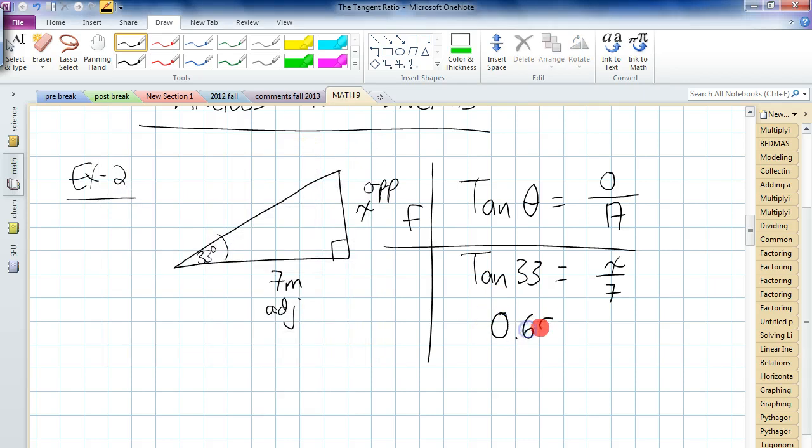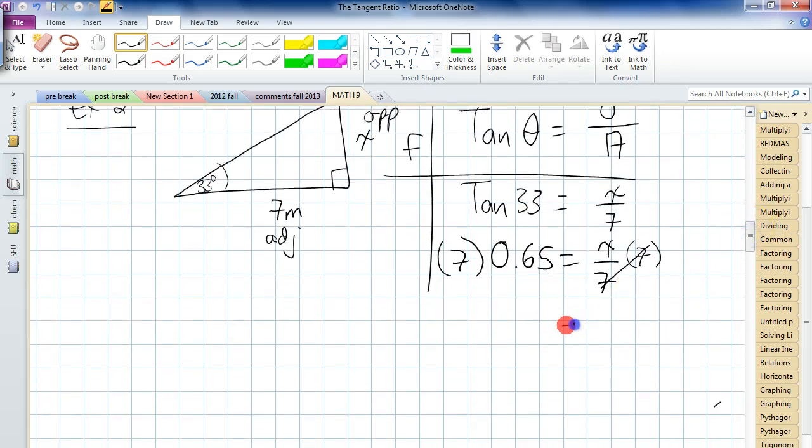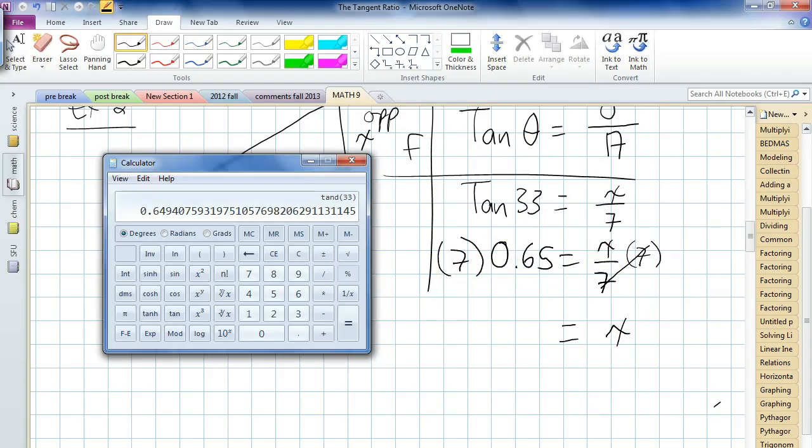0.65 is what we get here, equals x over 7. And now it's just a matter of getting the x by itself, which is what I said before, times by 7, because the 7's cancel out. This is called cross multiplying, by the way. You're left with x on this side, and here is 7 times 0.65.